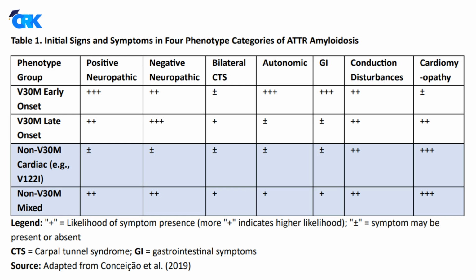In contrast, mutations like valine 122-isoleucine, representing the non-valine 30-methionine cardiac phenotype, are marked by severe cardiomyopathy and conduction disturbances, while neurologic symptoms are minimal or absent. Lastly, the mixed phenotype presents a broader spectrum of both cardiac and neurologic involvement, with intermediate likelihoods across all categories. Understanding these distinctions is essential. It enables accurate clinical suspicion, informs diagnostic strategy, and ensures phenotype-specific monitoring.